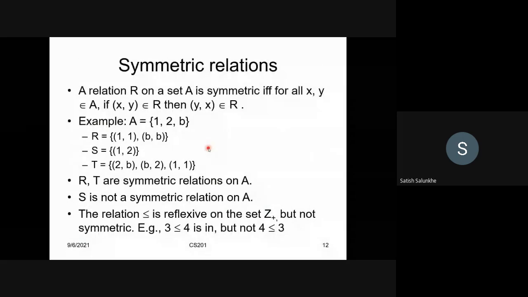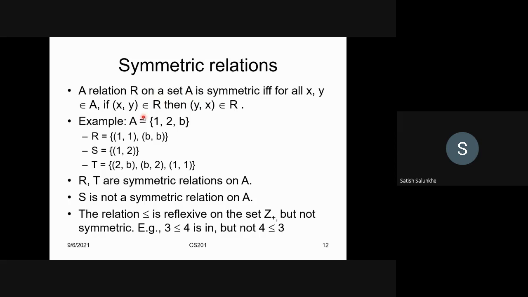Symmetric relation. When we say the relation is symmetric, a relation R on set A is symmetric for all x, y belonging to A. It need not be only the set A. You can have an A to B relation. If you have two sets where the domain and codomain are different, still no issue. Symmetric relations we can check out.